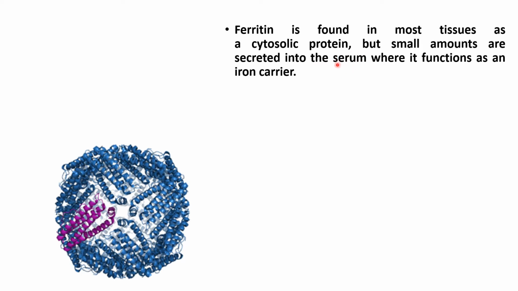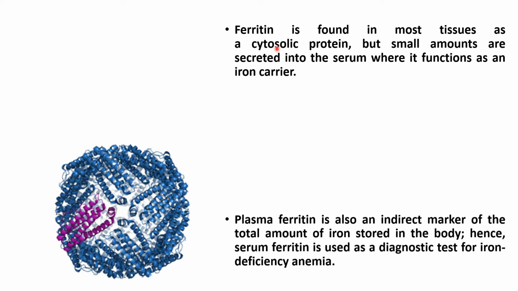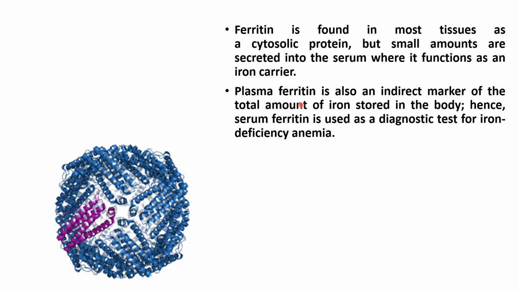So, in serum, ferritin acts as an iron carrier, but its most important function is that it acts as a storing unit for iron. Plasma ferritin is also an indirect marker of the total amount of iron stored in the body. Hence, serum ferritin is used as a diagnostic test for iron deficiency anemia. So we can test how much iron is in serum, and it is a diagnostic test for iron deficiency anemia.